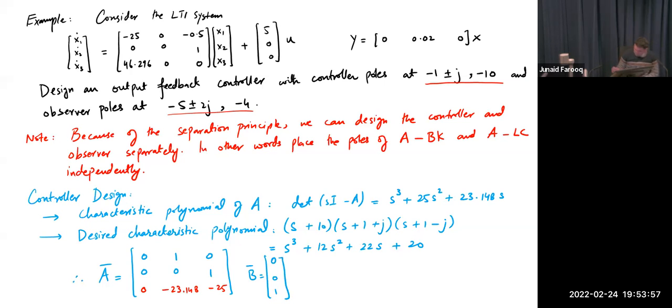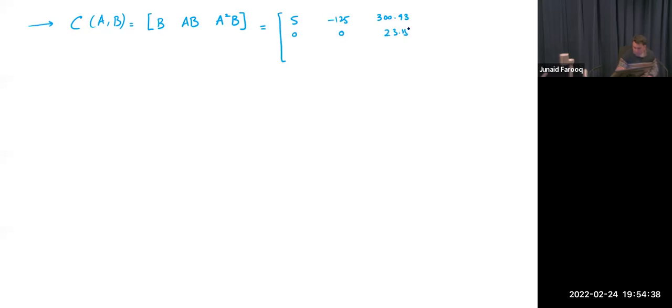Okay, great. So next step is to look at the controllability of A and B, which in this case, we have three states. So you will have B, AB, and A squared B. I'm just going to put it here because the computations are a little long. So you get eventually 5, minus 125, 300.93, 0, 0, 23.15, and 0, 231. Oh, so this is 231.5.